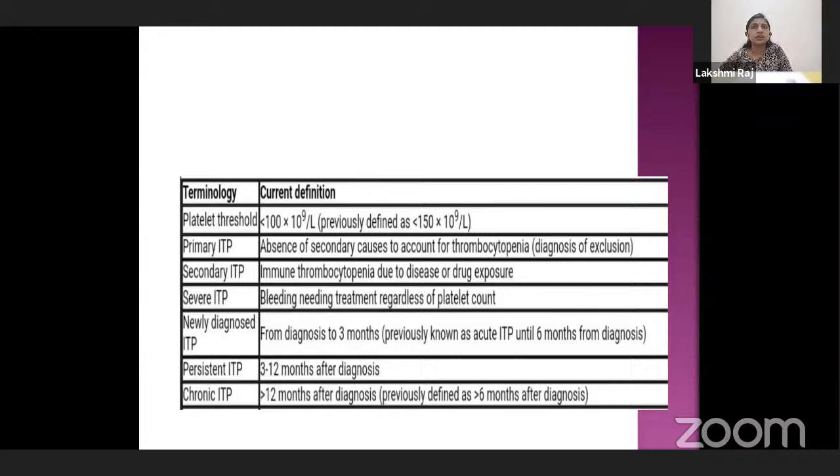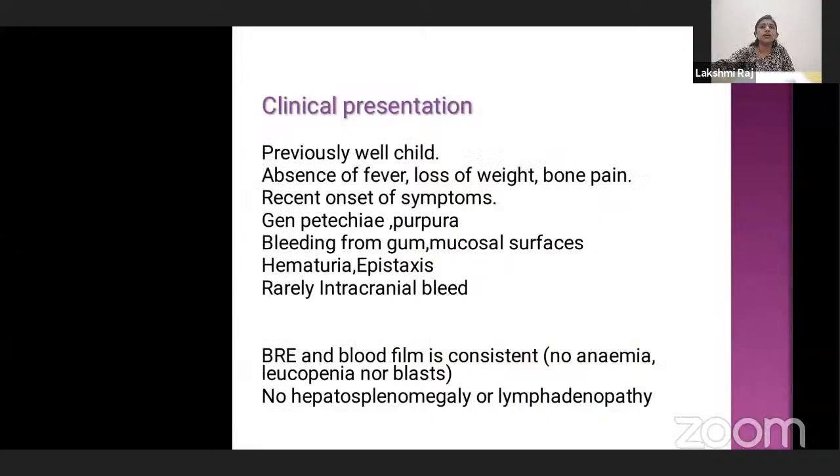So if the bleeding episodes resolve within 3 months, with no further bleeding, then it is known as newly diagnosed ITP. If it extends beyond 3 months, but resolves within 12 months, it is persistent ITP. If it lasts more than 12 months, then it is known as chronic ITP. This bleeding can be anything. It can be skin bleeds, it can be mucosal bleeds, anything. So before 3 months, 3 to 12 months, and after 12 months, that is the most recent classification. We have to know that.